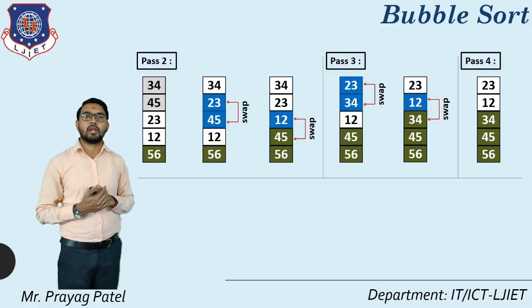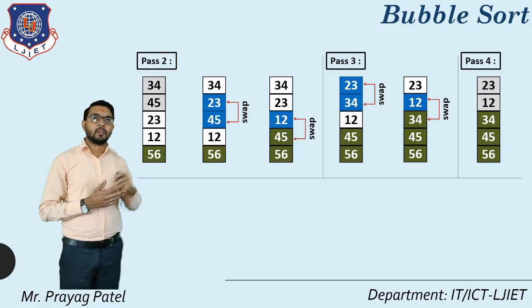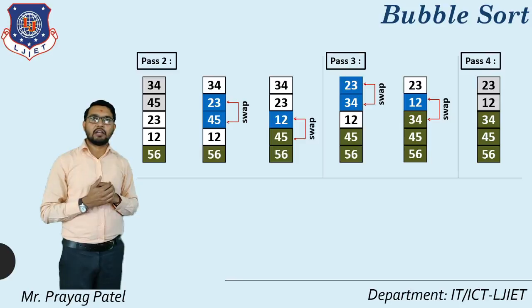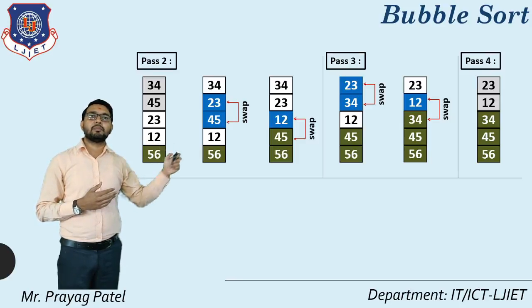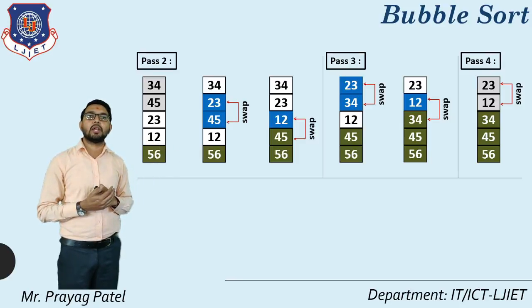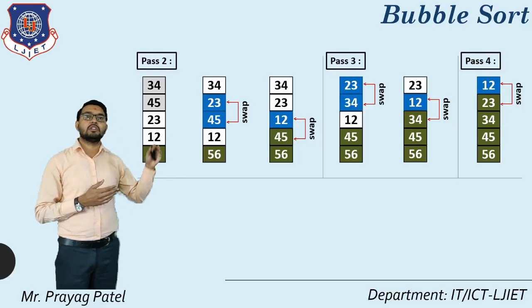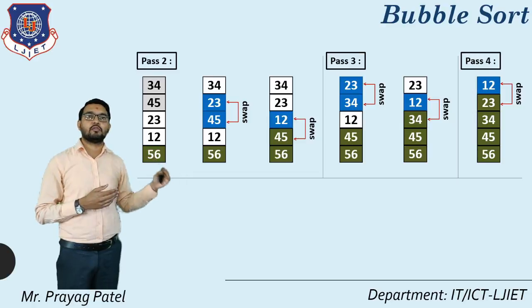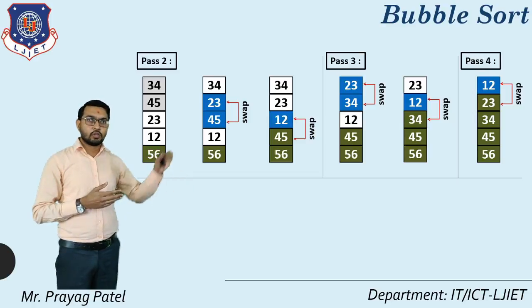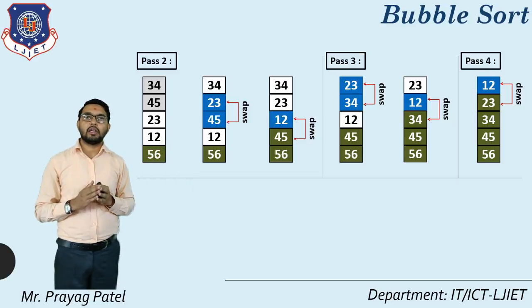Now compare the first two elements, 23 and 12. Here 23 is greater than 12. Yes, then we can swap these two elements. So swap these two elements and the resultant array is 12 at the first position, then 23, then 34, then 45, then 56. So this array is considered a sorted array.